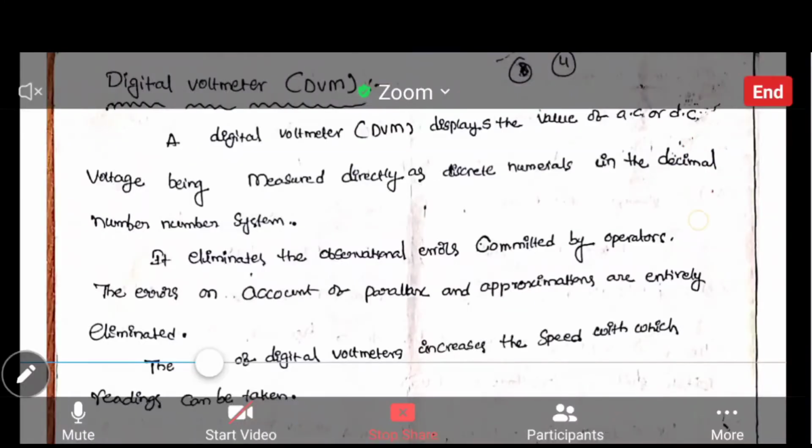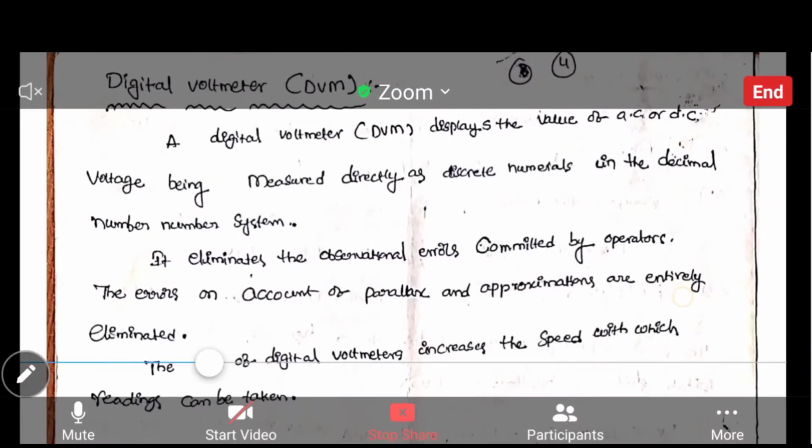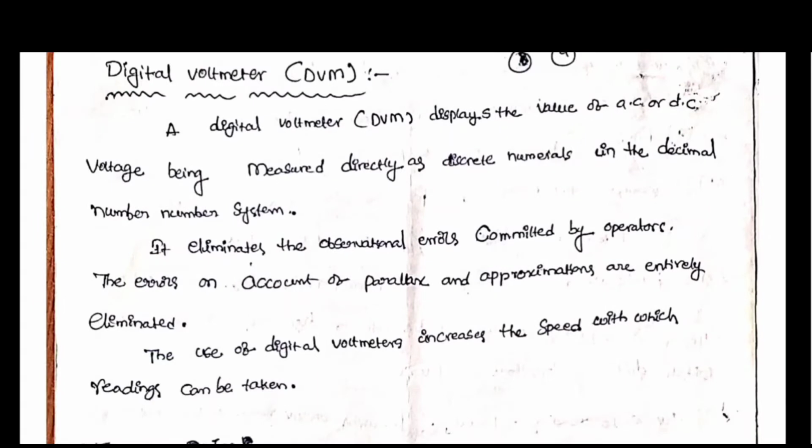Now we go for digital meters, digital voltmeter, DVM. A digital voltmeter displays the value of AC or DC, because in case of moving iron, moving coil, like that instruments are there, but digital meters can be used for both AC and DC, that can represent any value of AC or DC voltage being measured directly in discrete numericals. In terms of numbers directly it will display in the decimal number system.